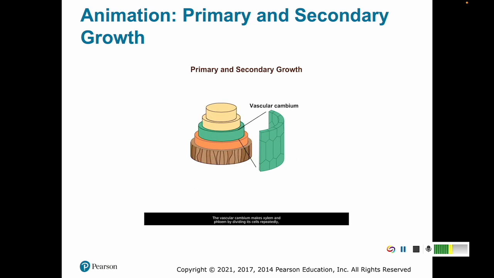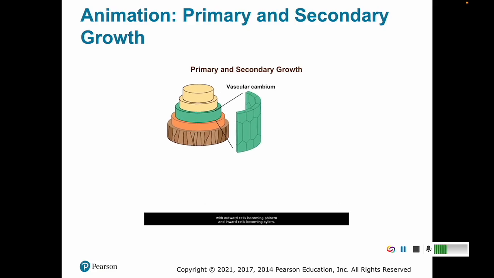The vascular cambium makes xylem and phloem by dividing its cells repeatedly, with outward cells becoming phloem and inward cells becoming xylem. Why doesn't this dual operation consume the cambium? To maintain itself, the vascular cambium alternates between making xylem and phloem. After each cell division, one cell stays meristematic, while the other differentiates, acquiring the features of a xylem or phloem cell. More divisions produce xylem than phloem.